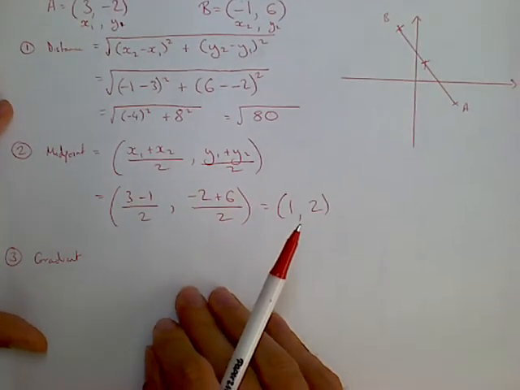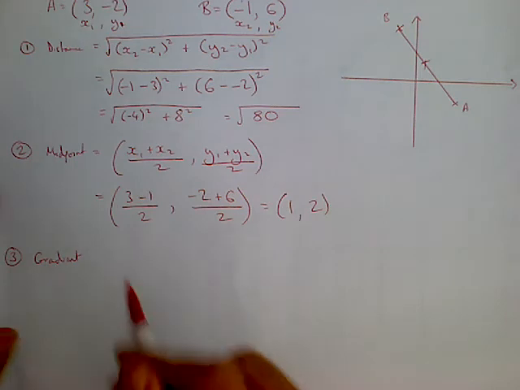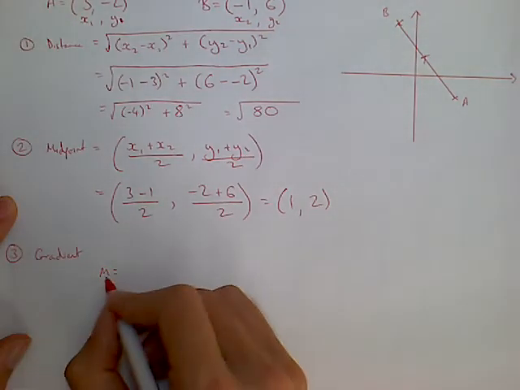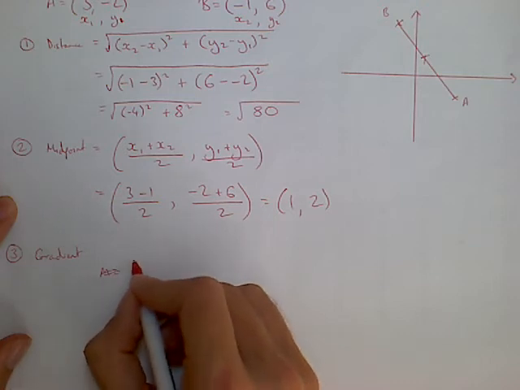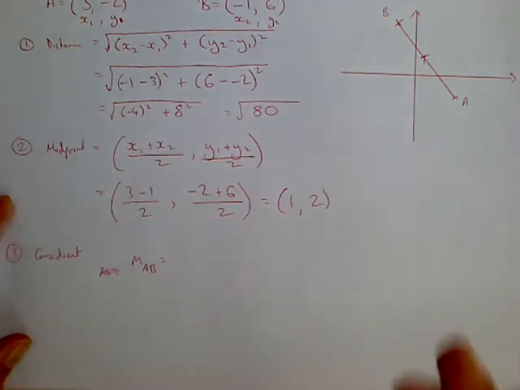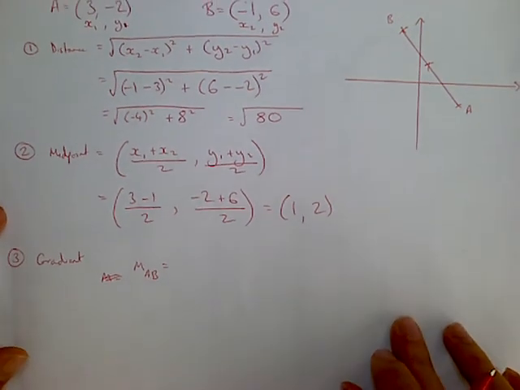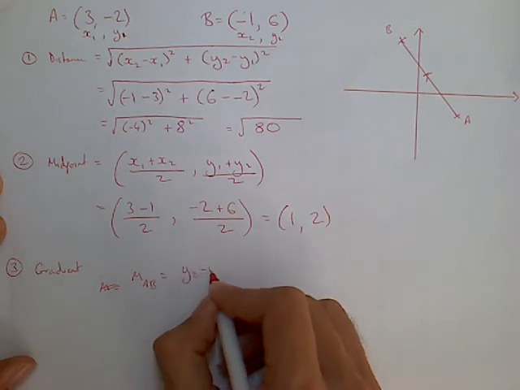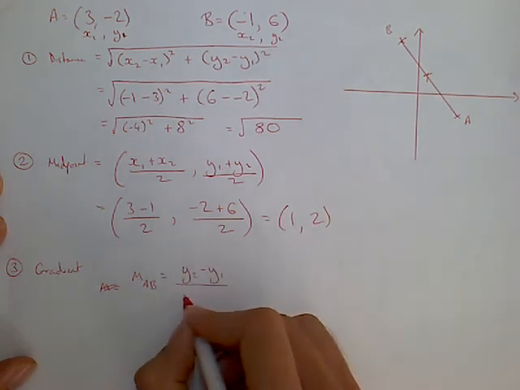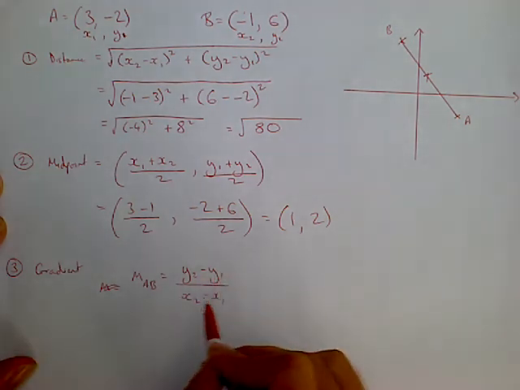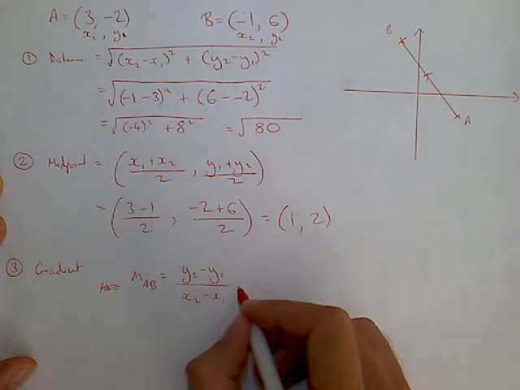And then gradient, remember we were expecting our gradient to be negative. When we work out gradient, we often use the letter m to denote gradient, so I might say here the gradient going between the points A and B. If I've got lots of points, that makes it clear what I'm actually working out. So the way you work out gradient is rise over run, which is change in y, so y2 minus y1, over change in x, x2 minus x1.